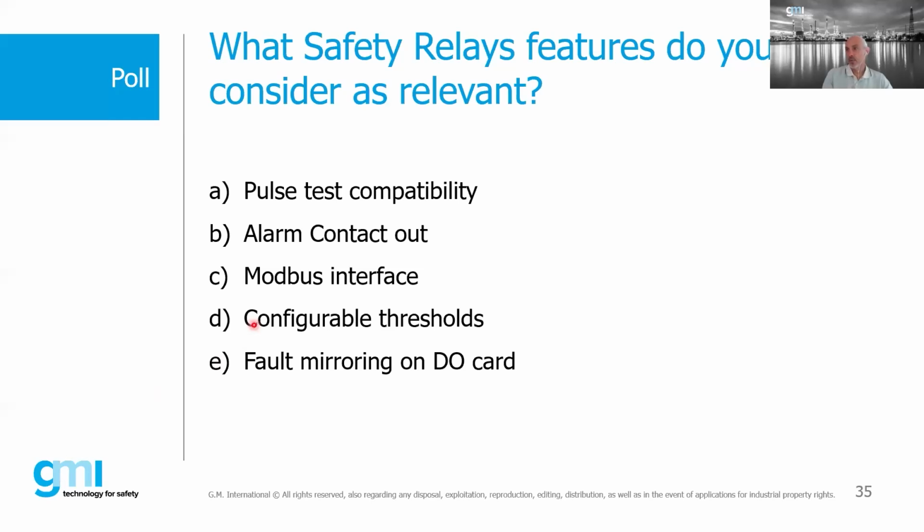So the result is that the winner is fault mirror on the card. So this is a special feature. Few people need a configurable threshold and alarm contact out, pass test compatibility and Modbus interface. We do remind that the configurable threshold is something that can be applied when you have a specific load and this load gives a very high impedance, and so in some firing gas applications especially, we see that there is a demand for the configurable threshold.